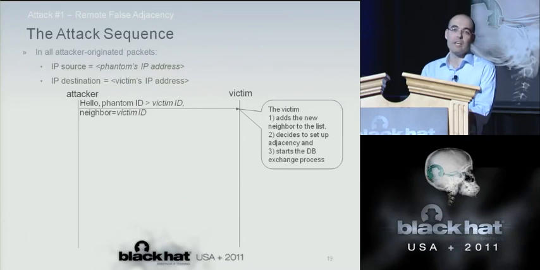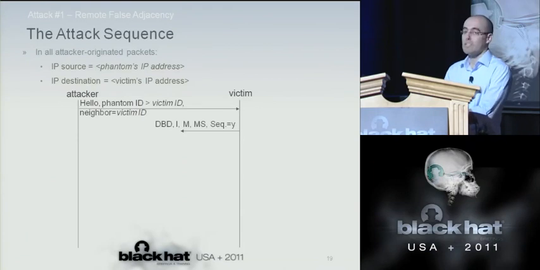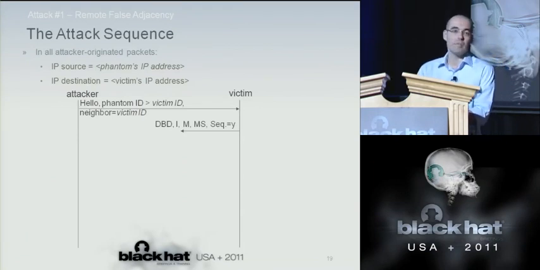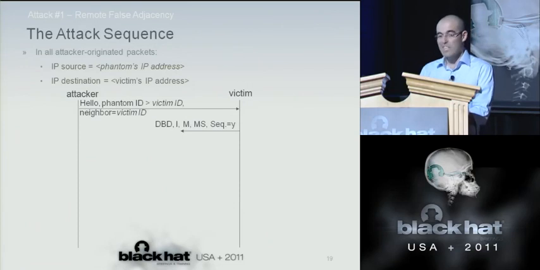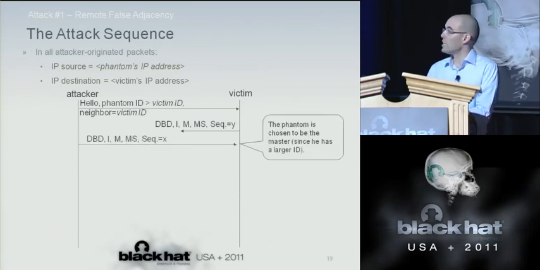Since we assume here that the victim is a designated router, the attack is launched on the designated router, and he starts the database exchange process. He sends out his database description packet, claiming to be the master with some initial sequence number. The message will not be received by the attacker, since the attacker is located remotely and the message is destined to the phantom's IP address, just a fictitious IP address. So it will not be received by the attacker, but the attacker doesn't really care.